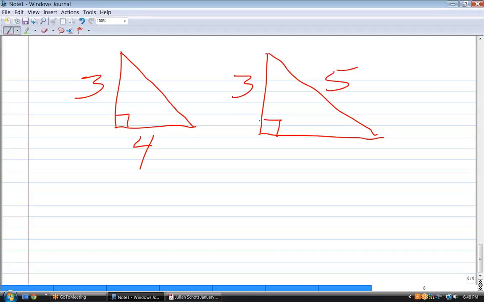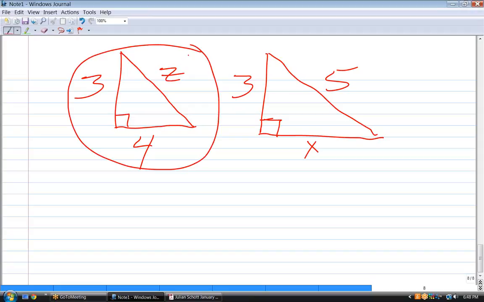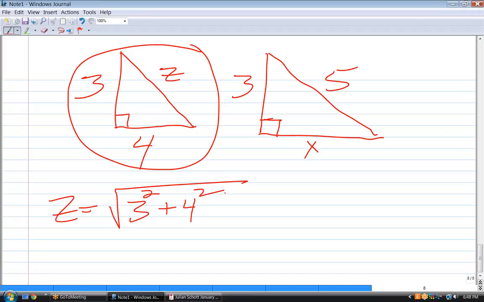Let me give you a shortcut. Rather than having to go all the way back to the Pythagorean Theorem, let's learn how to do this directly. If I am solving for the hypotenuse, then z is always the square root of the sum of the squares of the 2 short sides. That's direct, and that's the fastest way to solve for z.